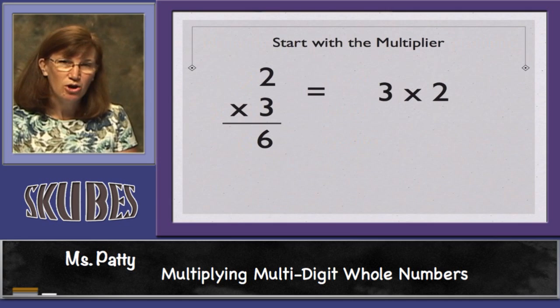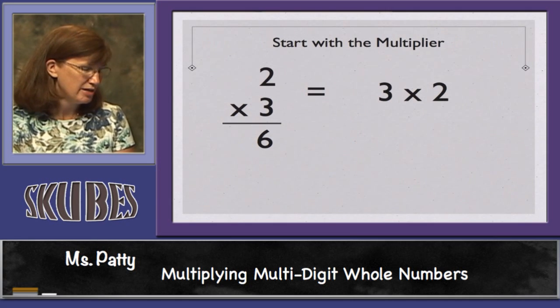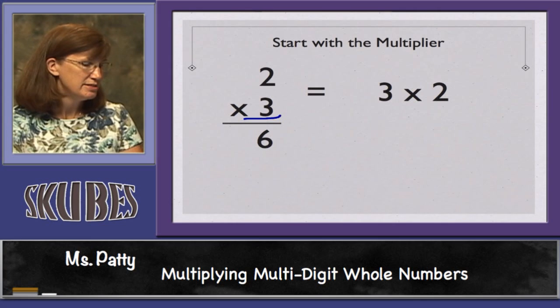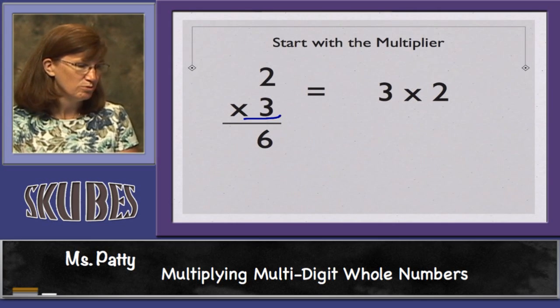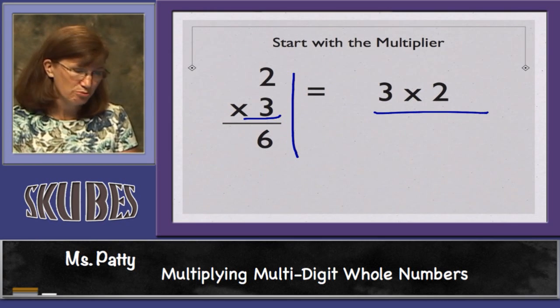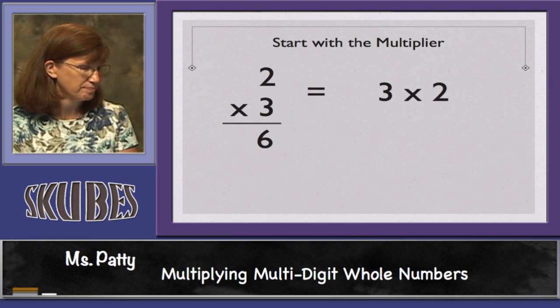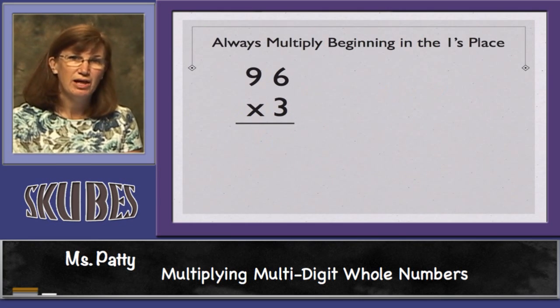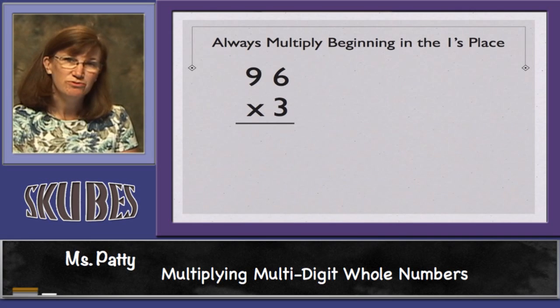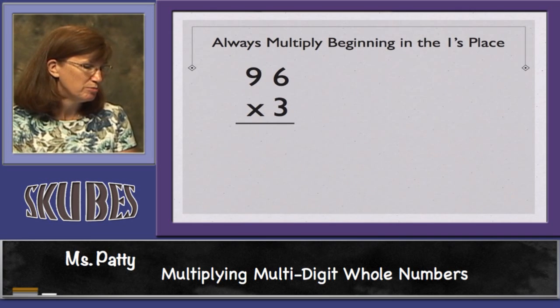When we multiply, we always start with the multiplier, the 3. So I'll start by saying 3 times 2 equals 6. And whether it's written vertically or horizontally, we start with the 3. Now, we're going to multiply a single digit as our multiplier and just review multiplying 2 digits in the multiplicand.